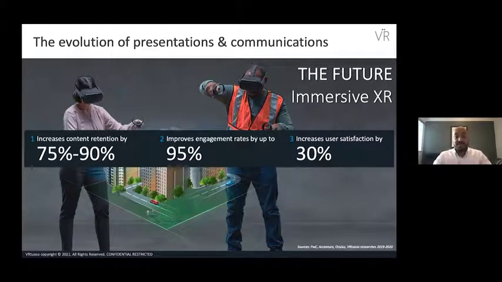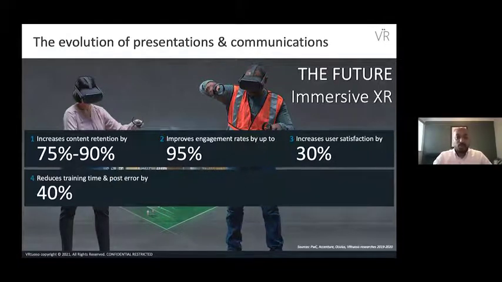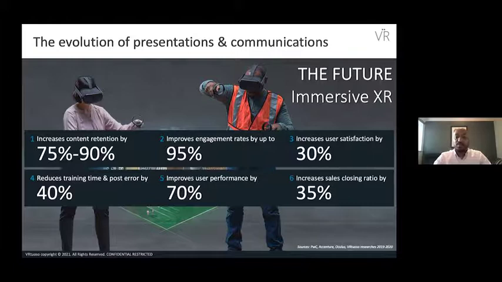You can increase user satisfaction by 30% because you are adopting a new technology that has the wow factor, but also has the tangible benefits of everything that we're talking about today. Also, you can reduce training time and post error by 40%. People can practice as much as they want in a safe environment. You improve user satisfaction by 70% and increase sales closing ratio by 35%.